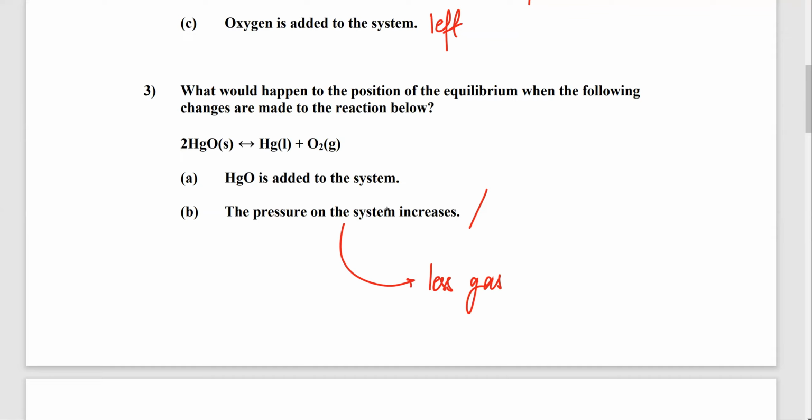Yeah, and the less gas. Only one side has gas. So there's 1 mole of gas here, and there is no moles on the other side. So which one has less gas? Oh yeah. So it's going to go to the one on the left, where there is no gas.